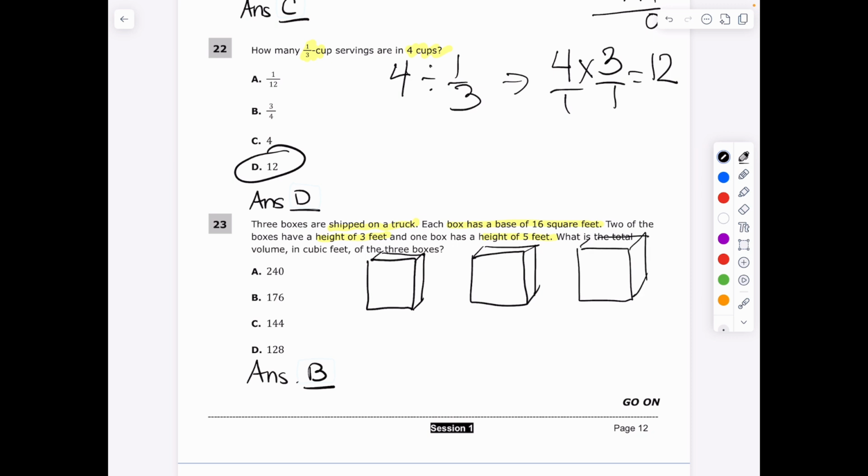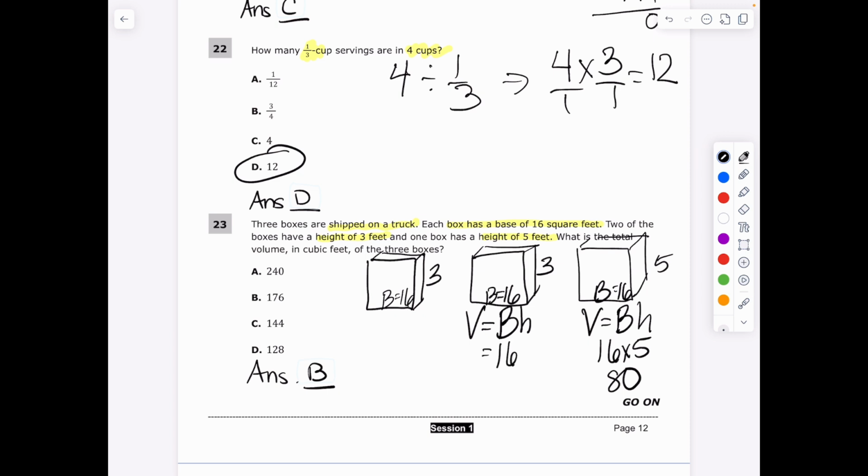Okay, so big B is 16. But my height, and this one is going to be 5. So for volume, I'm going to do my big base times my height. 16 times 5 is 80. For the other ones, I have B is 16 and B is 16, but my heights for these are 3. So volume equals base times height, or 16 times 3, which is 48. And I know the same thing is going to happen here.